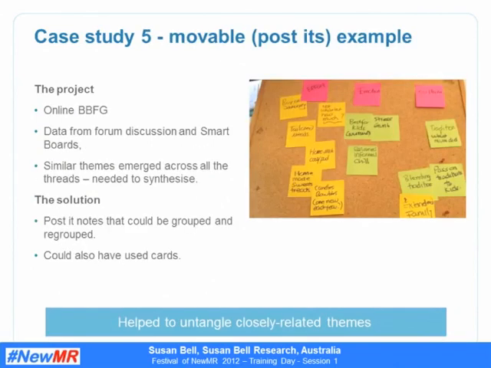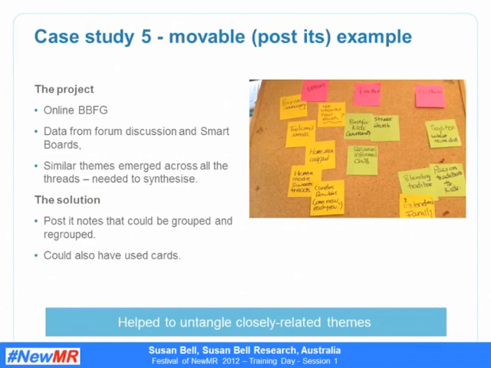So that was that. And my fourth one is the movable one, which, as you possibly would have guessed if you've done this kind of thing before, involves post-it notes, but it could also involve any kind of cards and shuffle cards and the like. This came from an online bulletin board focus group where the data from the forum discussion and smartboards, across the whole number of days, 2 days we did it, had similar themes emerging across all of the themes.